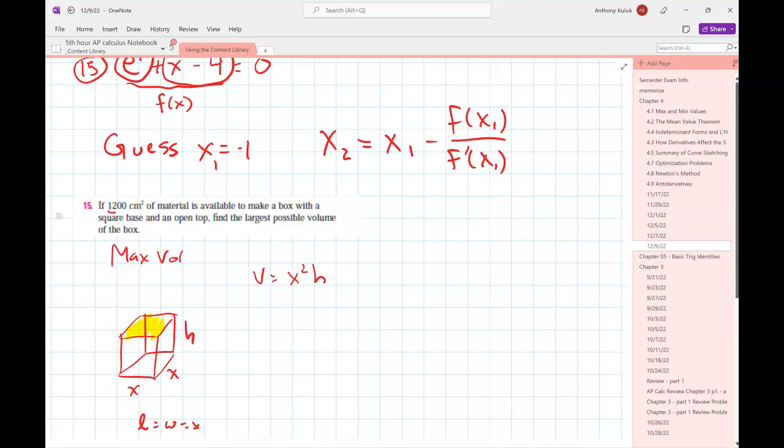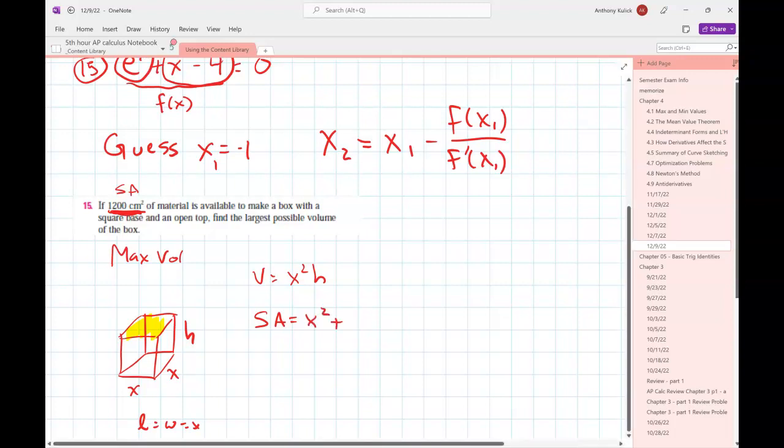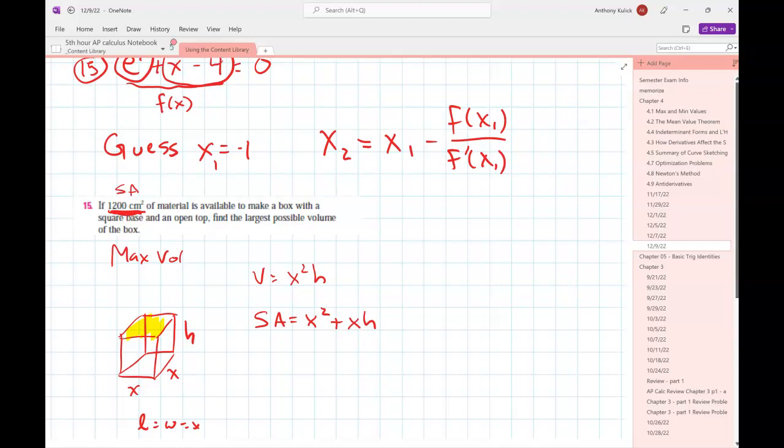The way I'm going to do that is using the 1,200, which we haven't addressed yet. That 1,200 is giving me the surface area. So I'm going to write the surface area equation here. So I have the square at the bottom, and then I have 4 rectangles. Each of those rectangles has base of x and height of h. Let me stick a 4 there. Everybody's cool with that?